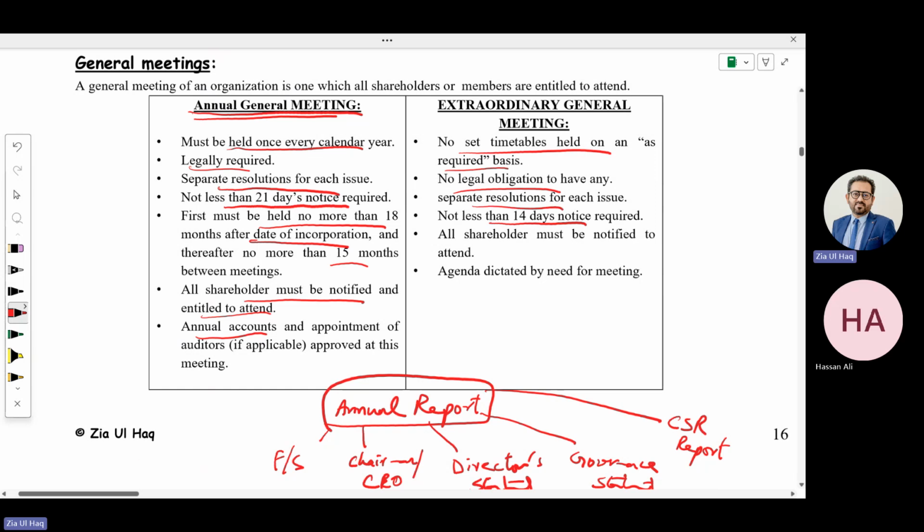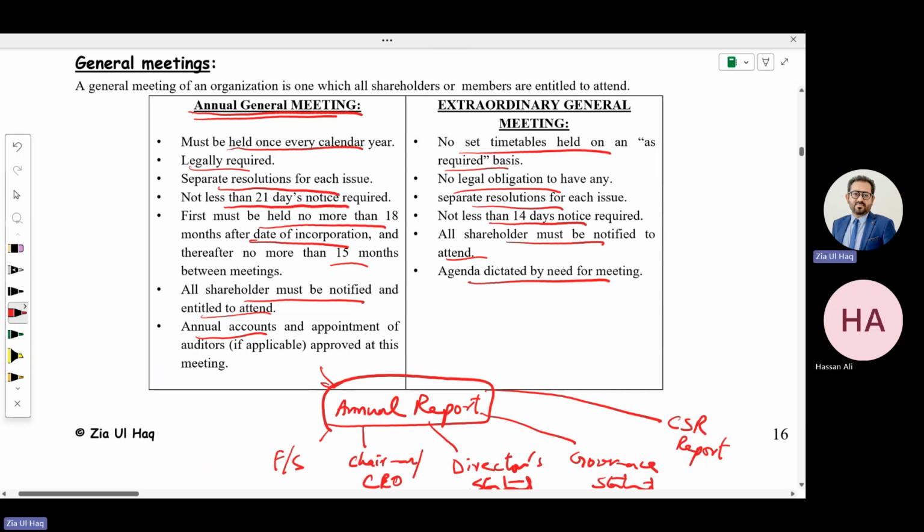The notice period should be 14 days, not 21 days like an AGM. And all shareholders must be notified and can attend. And the agenda is dictated by need, whereas the purpose of an AGM is predefined: to present annual reports to the shareholders.